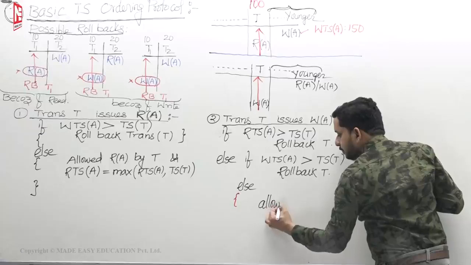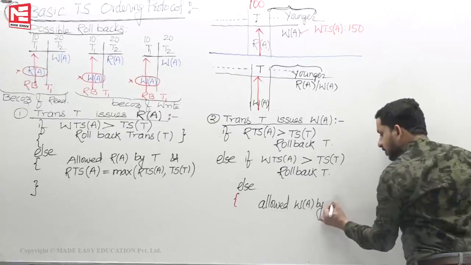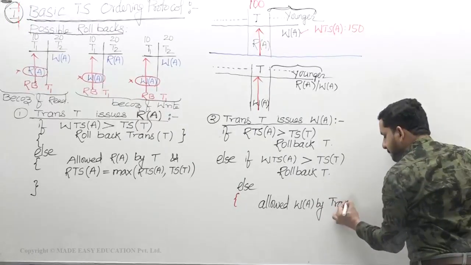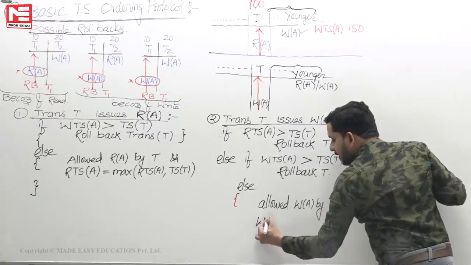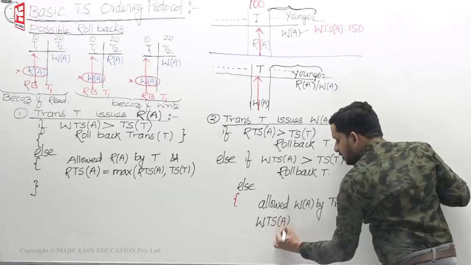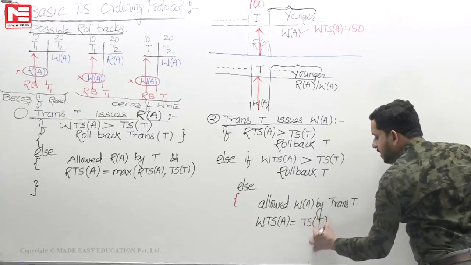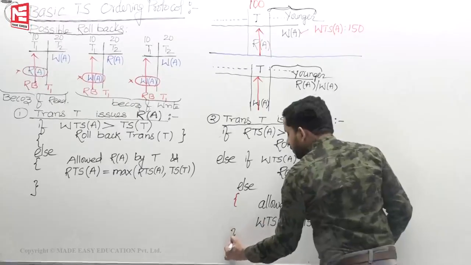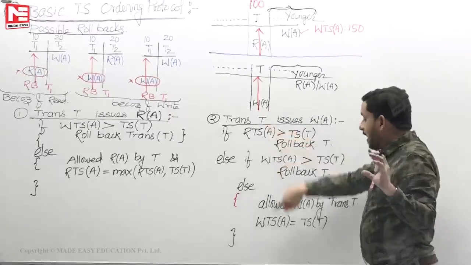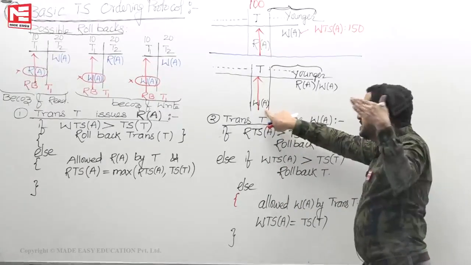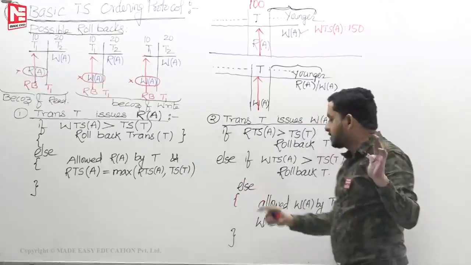So else, allowed write of A by transaction T, and set the write timestamp value of A to the transaction timestamp value of T. Here we need not test the maximum. The reason is, if a younger transaction has done the write, then an older write is anyhow not allowed. If the write is allowed, it means T is the youngest so far who has done the write. So no need to test the maximum. For read we need to test the maximum, here no need.